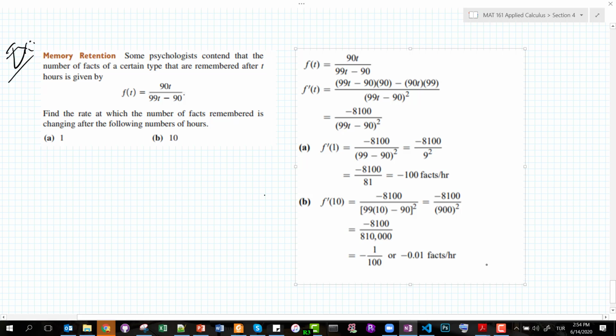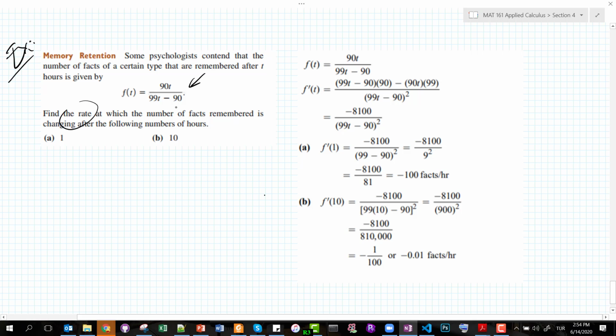Let's look at this example. This is the function, okay? You can find out how many facts you can remember after specific hours. Psychologists model this case by this function, collecting some information and applying some statistical techniques to get this formula. And then here we are asked, what is the rate of remembering after such an hour?